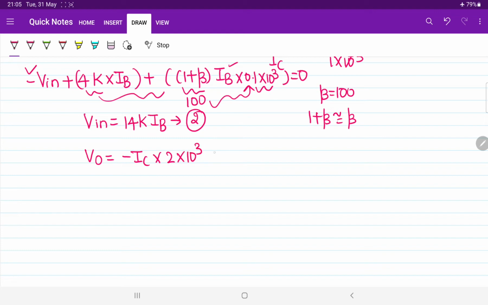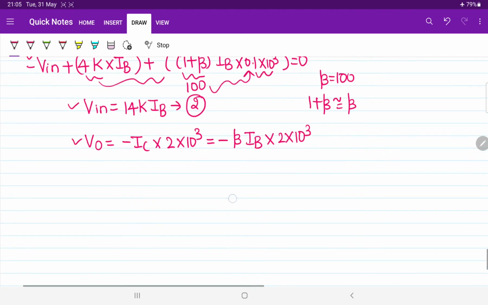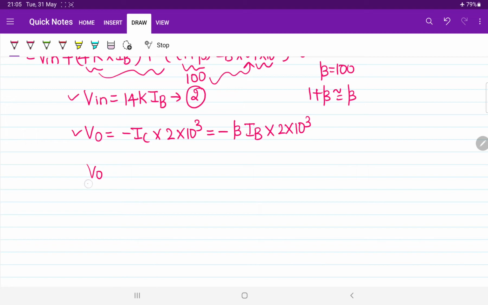2K means 10 power 3. This can be further written as minus IC, which can be replaced by beta times IB, into 2 into 10 power 3. I am trying to bring the relation between input and output voltage in order to obtain the voltage gain. So the voltage gain V0 by Vin will be equal to minus of beta, whose value is 100, you all know. Base current IB I don't know, but I am going to cancel it. So 2 into 10 power 3 upon, in the denominator, just 14K, K means 10 power 3, into base current IB.